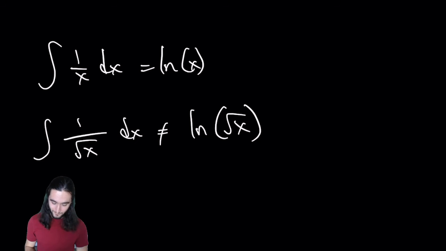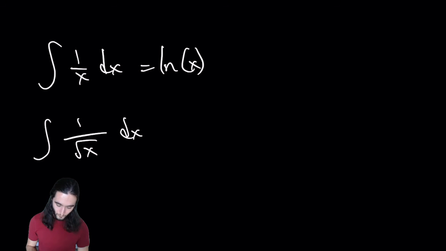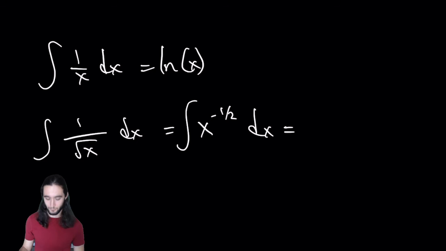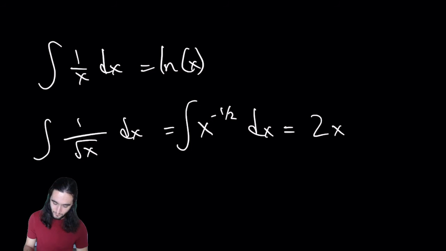The correct way to figure out that one would be to rewrite it as x to the negative 1/2. And then you use the power rule. So that would actually be 2x to the positive 1/2.